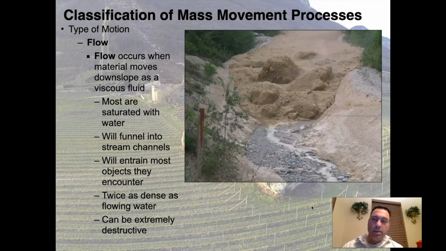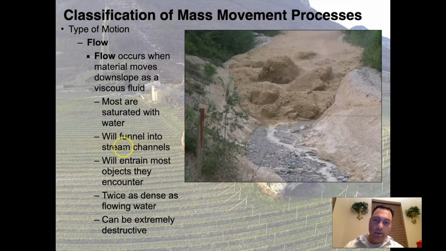Now, when you get material that starts moving and breaking up and starts behaving like a fluid, it's called a flow. And so the definition of a flow in this case occurs when material moves downslope as a viscous fluid. Most are saturated with water. There's a lot of water usually involved. And so the water starts to separate out. It's basically a liquefaction, or a liquefied material that's undergoing liquefaction while it's moving. It's pretty interesting stuff. It has a lot of different physical features, and there's a lot of science behind it.